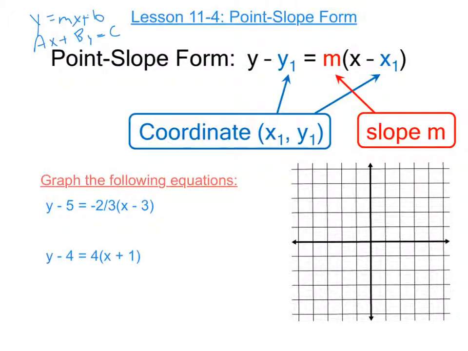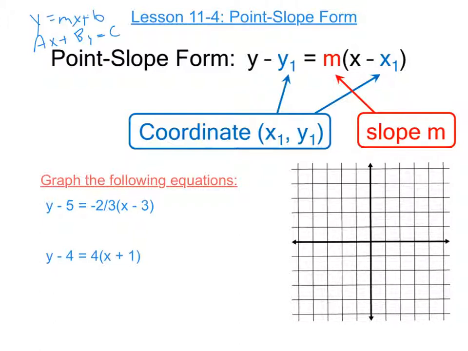And for either one, the other strategy we learned was finding the intercepts. So when x equals 0, what does y equal? When y equals 0, what does x equal? That'll work for any form that you're in. We're going to learn one more form here. So slope-intercept, standard, and today we're going to learn about point-slope form.